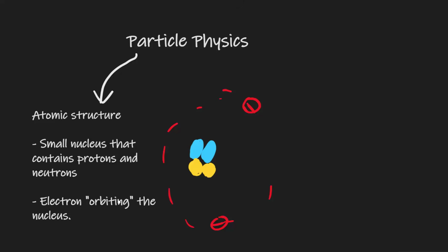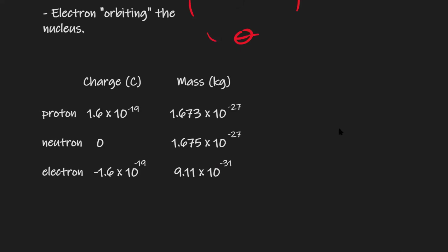We have electrons which are sort of orbiting the nucleus around here. In reality, they're following this amazing probability density cloud, but more on that later in quantum mechanics. Most of the stable visible matter in the universe is made out of these particles, and they have separate properties.